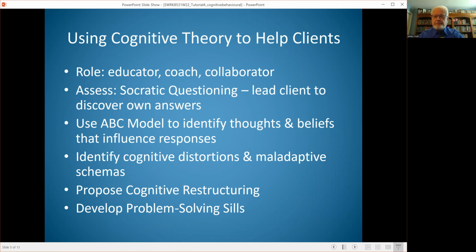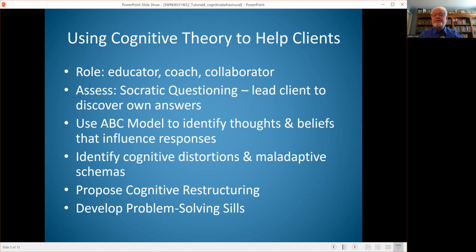When you use cognitive theory to help clients, your role is generally an educator. You're going to start by talking about ABC, how a stimulus triggers thought mechanisms, and how the thought mechanisms are going to trigger your response. And you're coaching people to try different things, but keep in mind that you're collaborating. This is not about you telling the person what they should be thinking differently. It's about asking them to begin to discover different ways of thinking that are going to be helpful for them. And that's the purpose of the Socratic questioning.